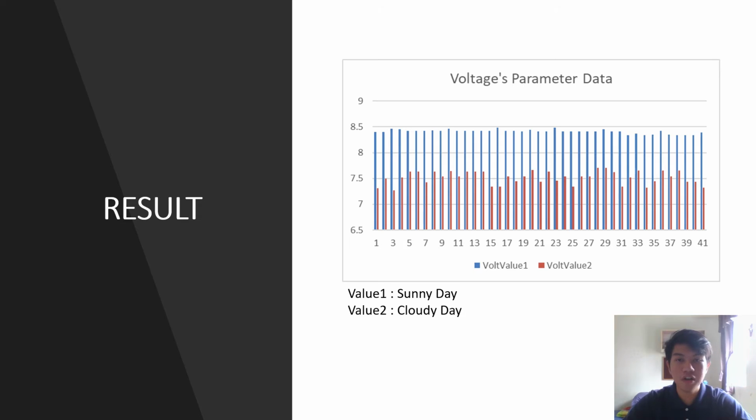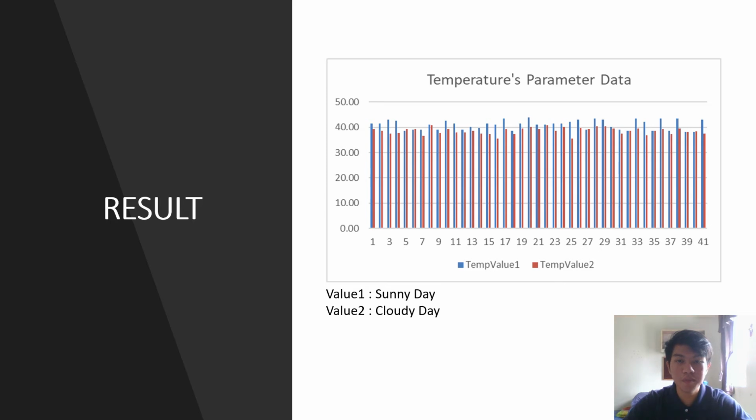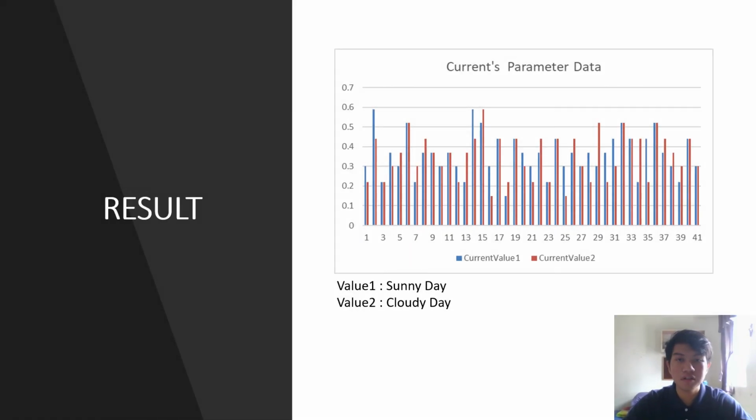So next, for our voltage parameter data. This is our voltage parameter data, which we measured on two conditions, which are a sunny day and a cloudy day. This is our temperature parameter data. As you can see here, there is not much difference in the temperature value between these two conditions. And next, for our current parameter data, the data is basically the same under these two conditions.